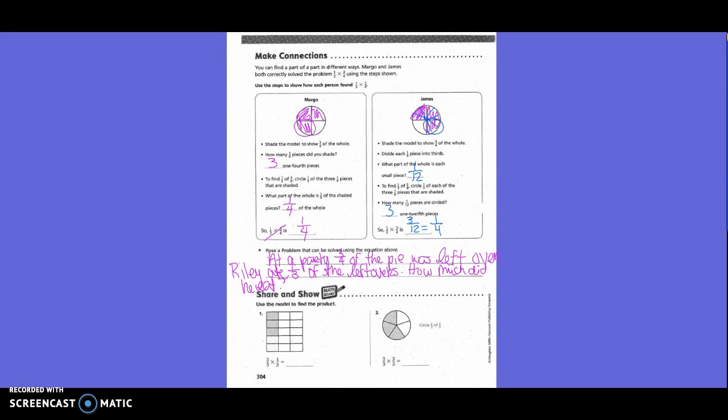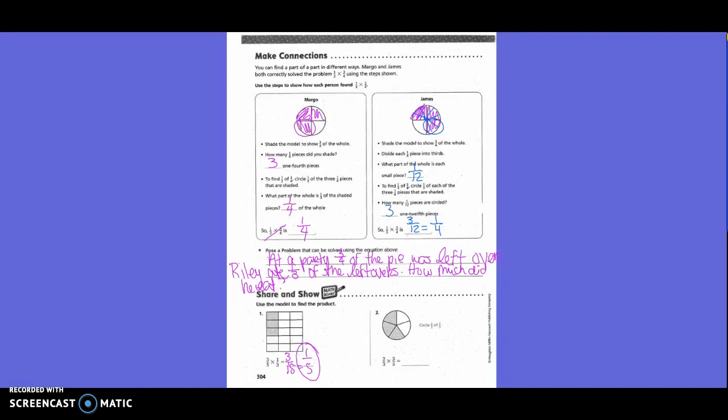Share and show. Use the model to find the product. So they have 3/5 times 1/3. So basically, they broke their paper into 3 columns vertically, and then folded their paper 5 times horizontally, and then colored in 3 of those 5 sections. So what did they get? 3/15, which is also equal to 1/5.